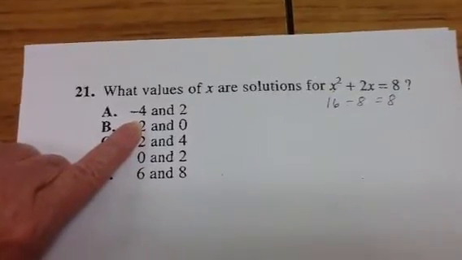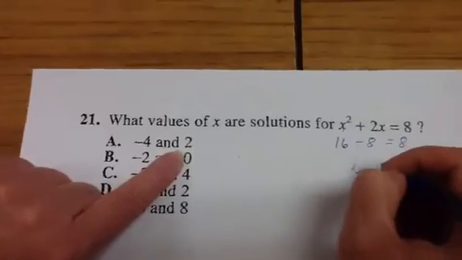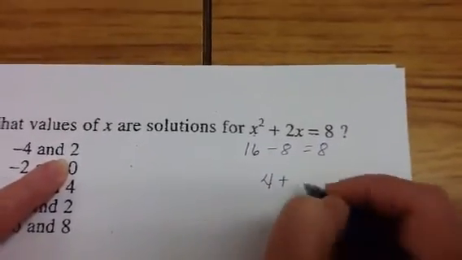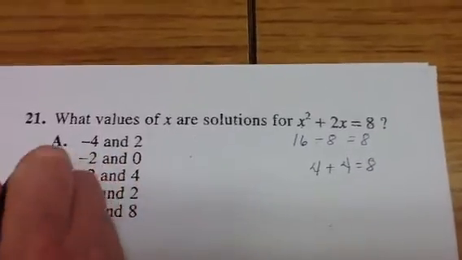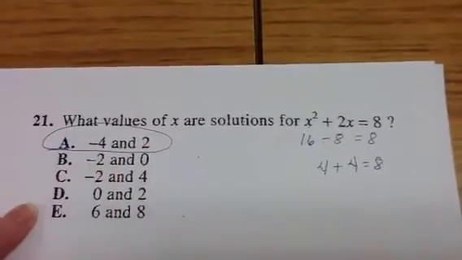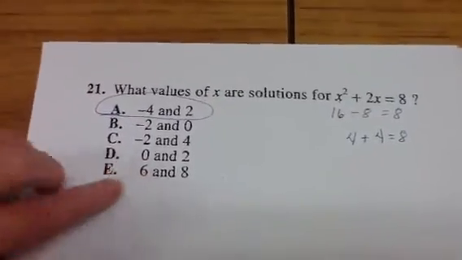equal 8. It has to also work for the 2. 2 squared would be 4, 2 times 2 is 4, and 4 plus 4 is 8. Both of these answers work. That's my solution. If you wanted to check these, you can, but it wouldn't be necessary.